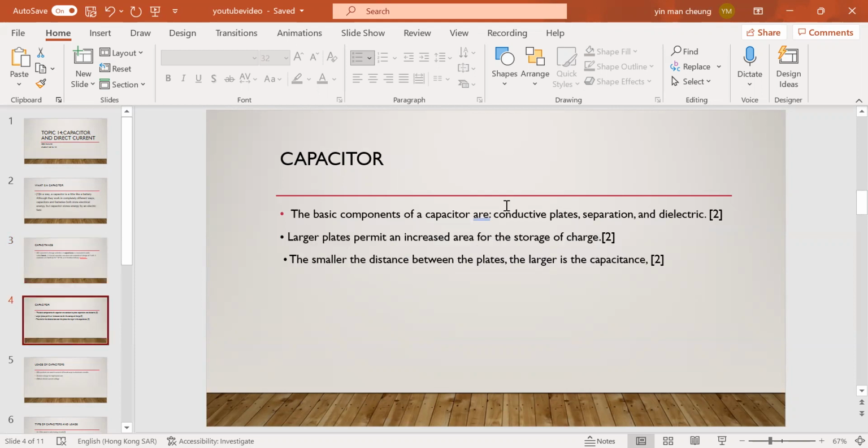There are 3 parts in the capacitor: conductive plates, separation, and dielectrics. A larger plate increases area for the storage of charge, and also it increases capacitance by decreasing the separation.